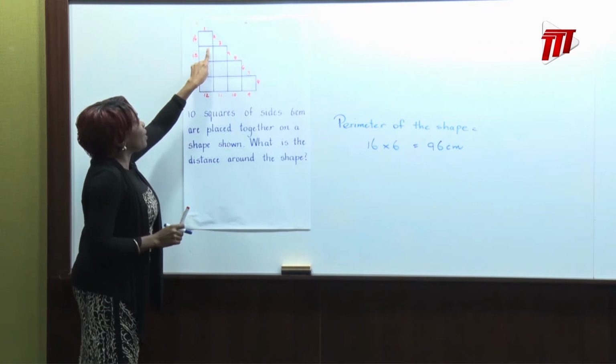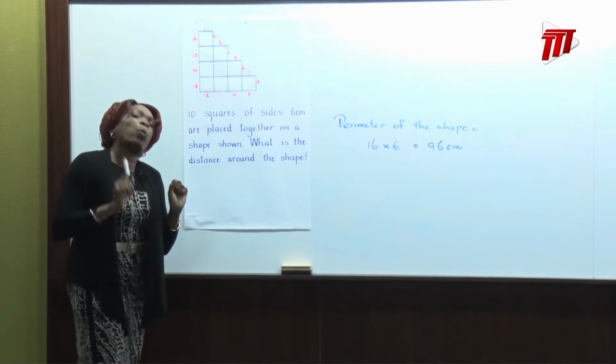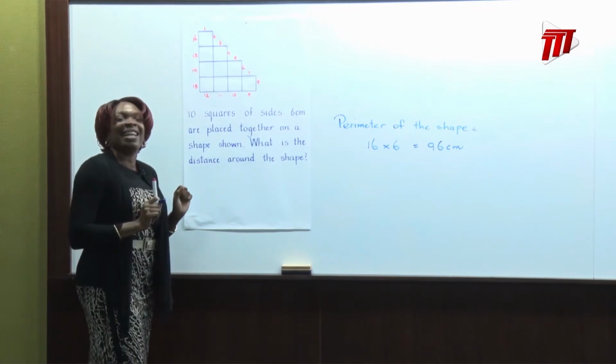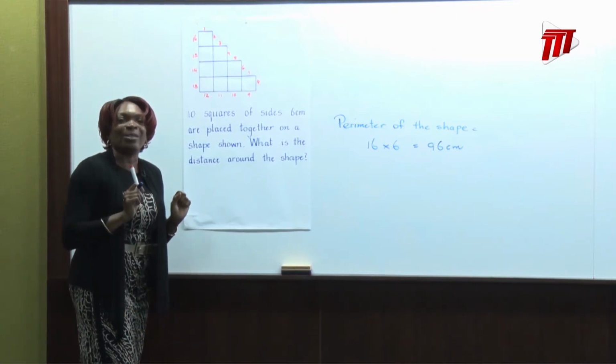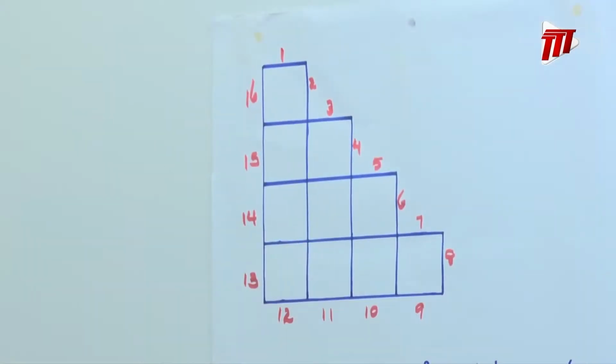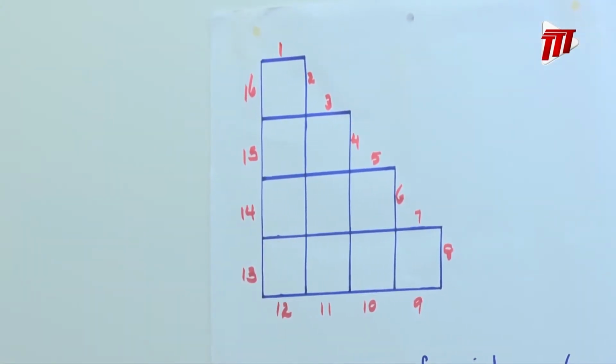Are we going to go on the inside? No. Why? We are dealing with perimeter. And what is perimeter again? The distance around. Children, remember, with perimeter, you're always looking at the exterior sides that are given. All right?